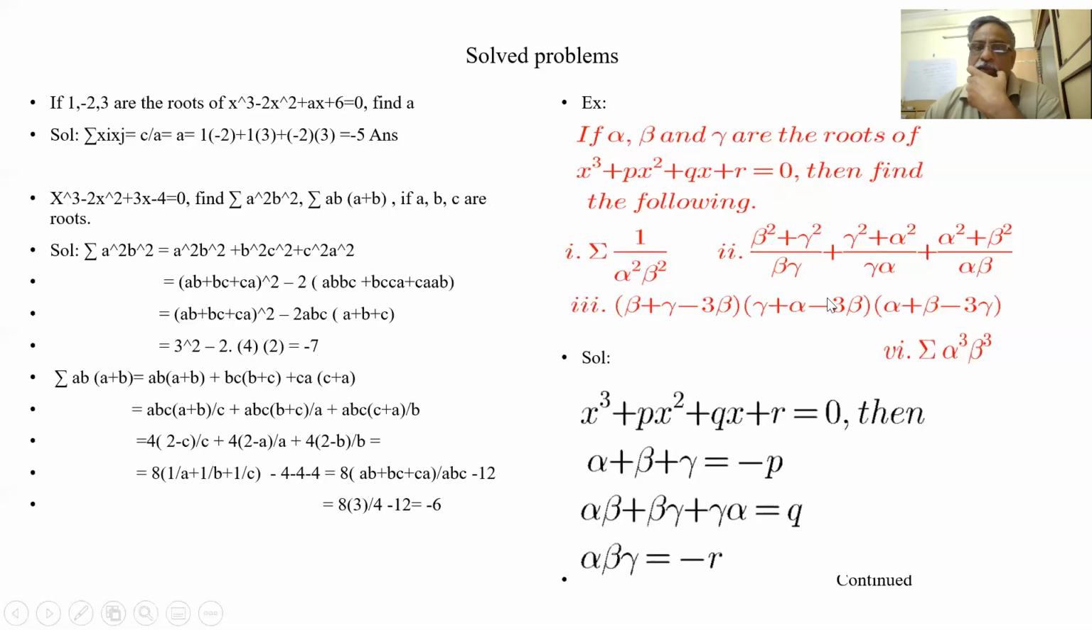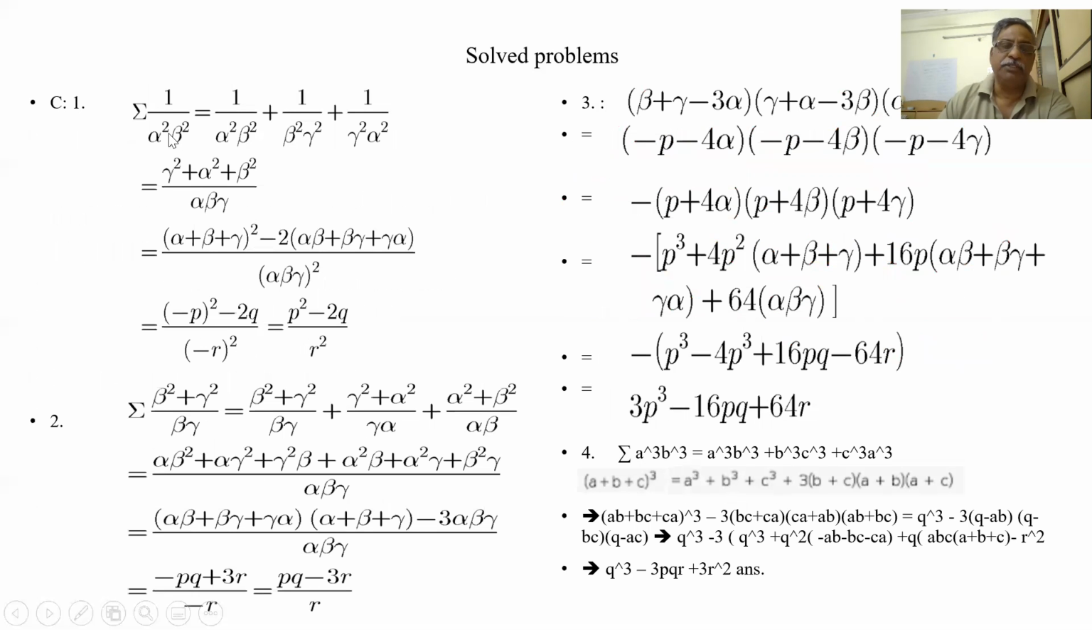Let us understand. So from this, we know if alpha, beta, gamma are the roots, then sum of the roots is minus p. Product of the roots is minus r. And taking two together, alpha beta, beta gamma, gamma alpha sum is q. So minus, plus, minus, minus, plus, minus. So based on this, let us understand this.